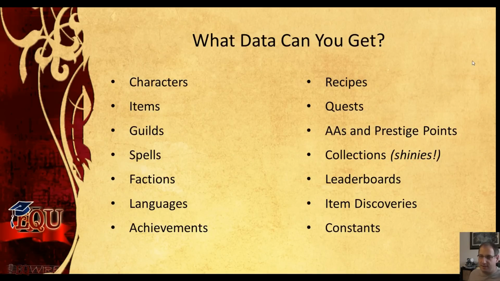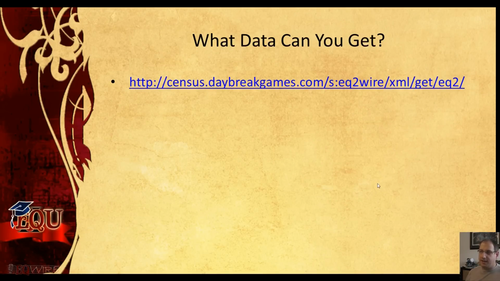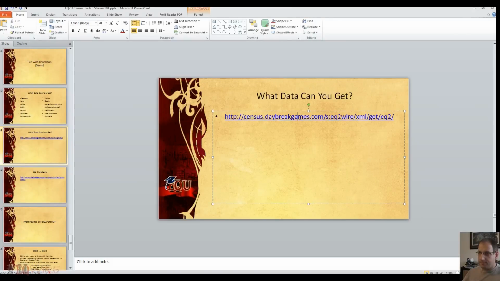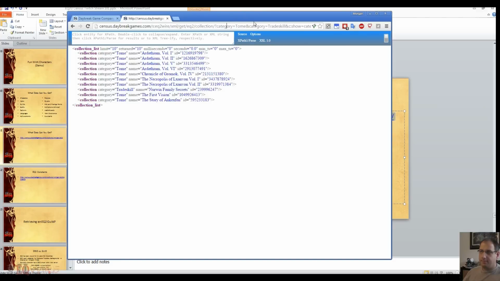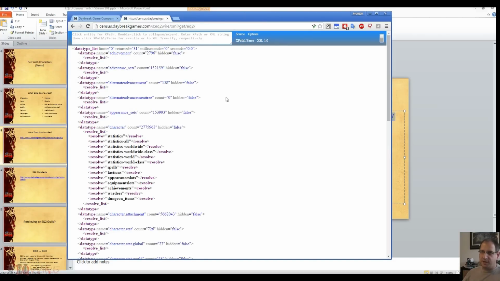Okay, where was I? What data can you get? Characters, items, guilds, spells, factions, language, achievements, recipes, quests, etc. You can see right there. That's a nice list, but where did I get that from? Right here. This is from here. Achievements, AAs, etc.